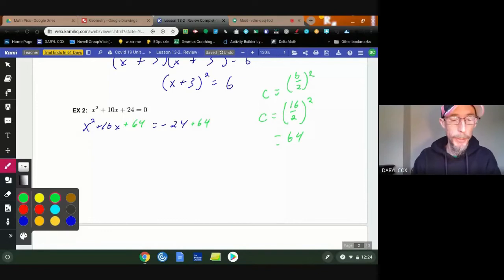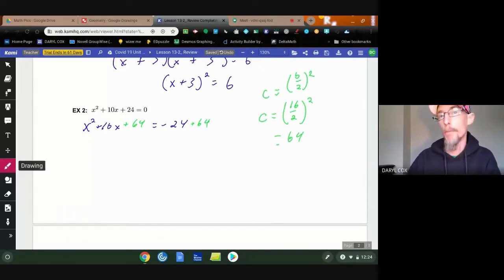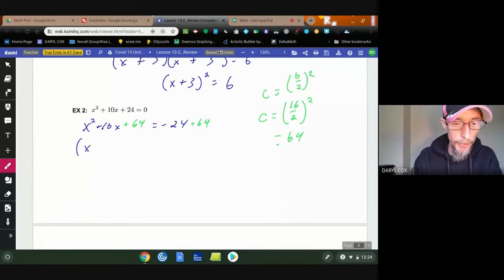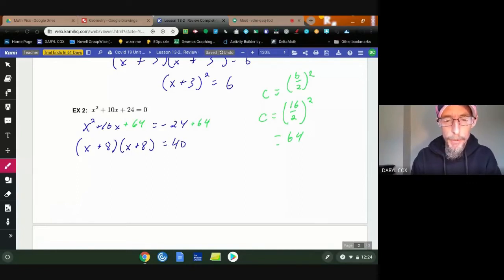We now have completed the square. I now have my perfect square trinomial. So I'm going to factor this. x plus 5 and x plus 5. Okay, and negative 24 plus 25 leaves me, I believe, 1. Yes. Okay, and now we've got our factored trinomial.